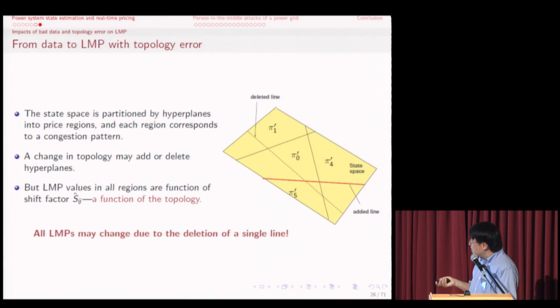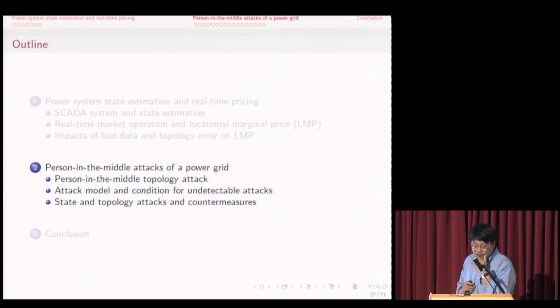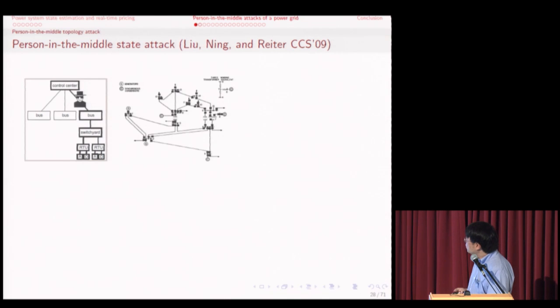What is important here is the locational marginal price may have a huge change, even if you delete a single line. And the change is global. Okay, so this is roughly how the locational marginal price is defined. So now I'm going to focus on what happens if someone is trying to manipulate the data. Okay, so this paper inspired many follow-up works, and apparently was credited as the first one to point out the potential of attack.